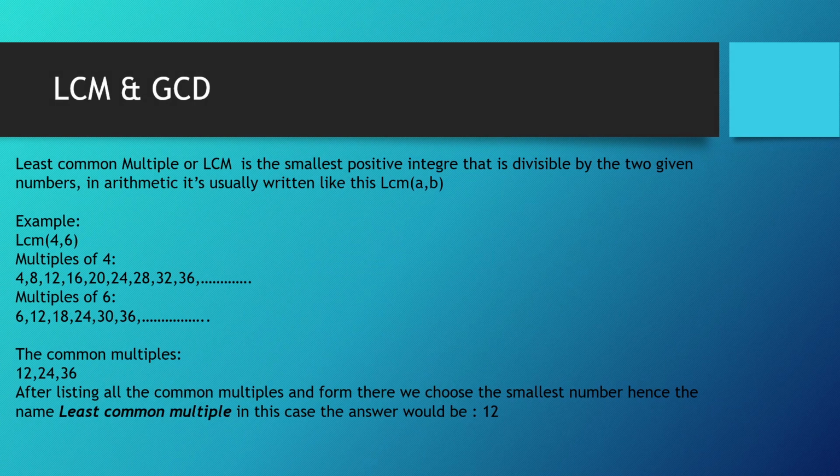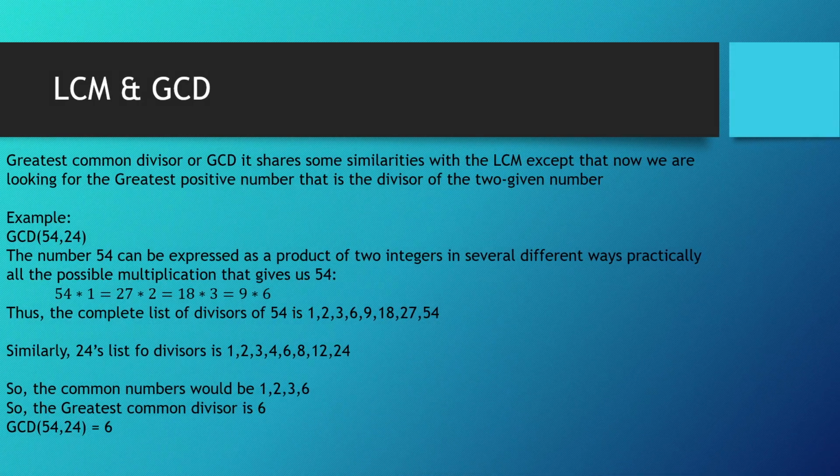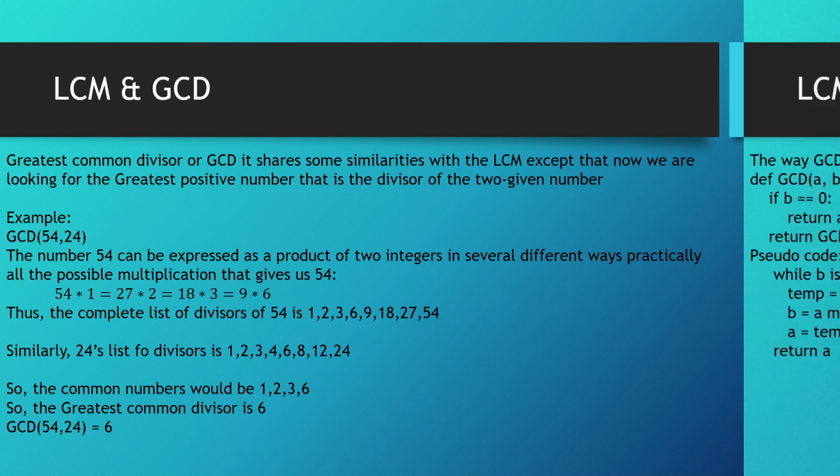The LCM is the smallest number that is divisible by the two given numbers. For example, for the LCM of 4 and 6, you find all the multiples of 4, all the multiples of 6, and you get the smallest common multiple. The GCD is similar, but we're looking for the greatest number that is a divisor of the two given numbers. For example, for the GCD of 54 and 24, we'll find all the possible multiplications that can give us 54 and all the ones that can give us 24. Then we find the greatest of the common ones.